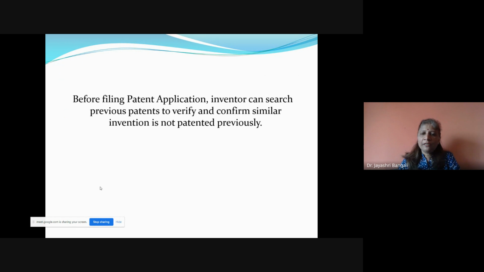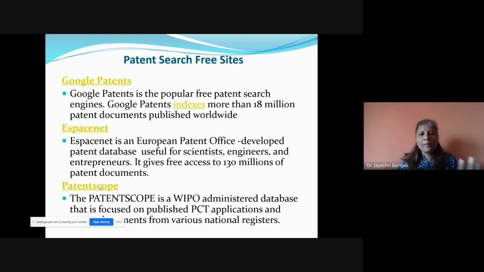Before filing a patent application, the inventor can search previous patents to verify and confirm that a similar invention is not patented previously. This is a very, very important step. Suppose I want to file a patent for my invention. First I have to check whether somebody has already filed a patent for a similar type of invention or not. That I have to check first. So this patent search is very, very important in that case.